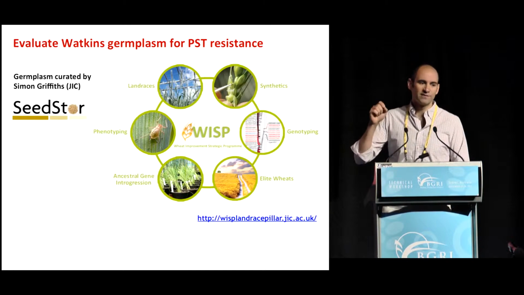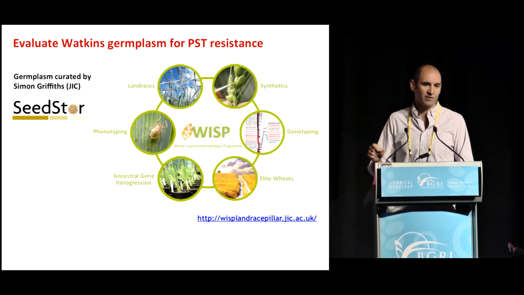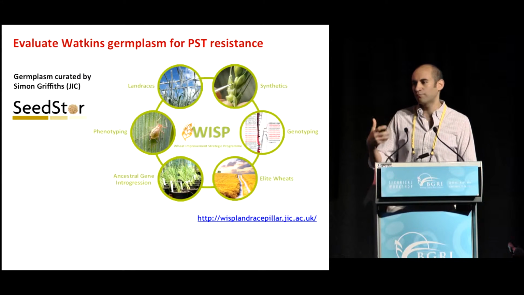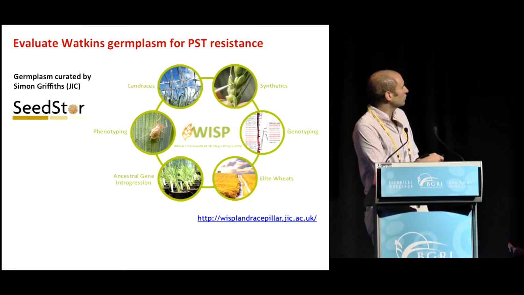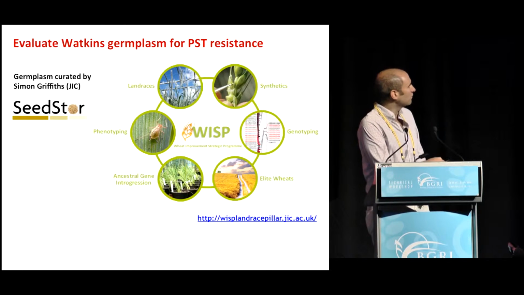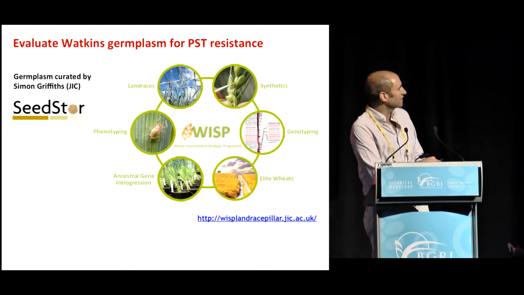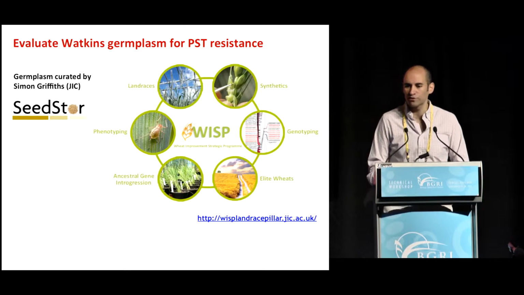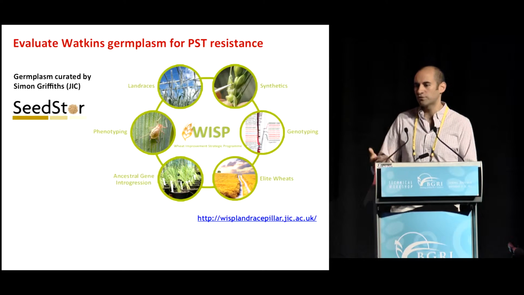He took single seed descent for 3 generations, taking individual plants from the Watkins and making them single seed descent to generate pure stock of that collection. That collection is now available through a seed store, so you can go online and order those collections. This is part of a larger program in the UK, the wheat improvement strategic program, that is looking at synthetics at NIAB, landraces, and also ancestral gene introgression. So it's looking at a broad range of germplasm to generate new resources for researchers in the future.